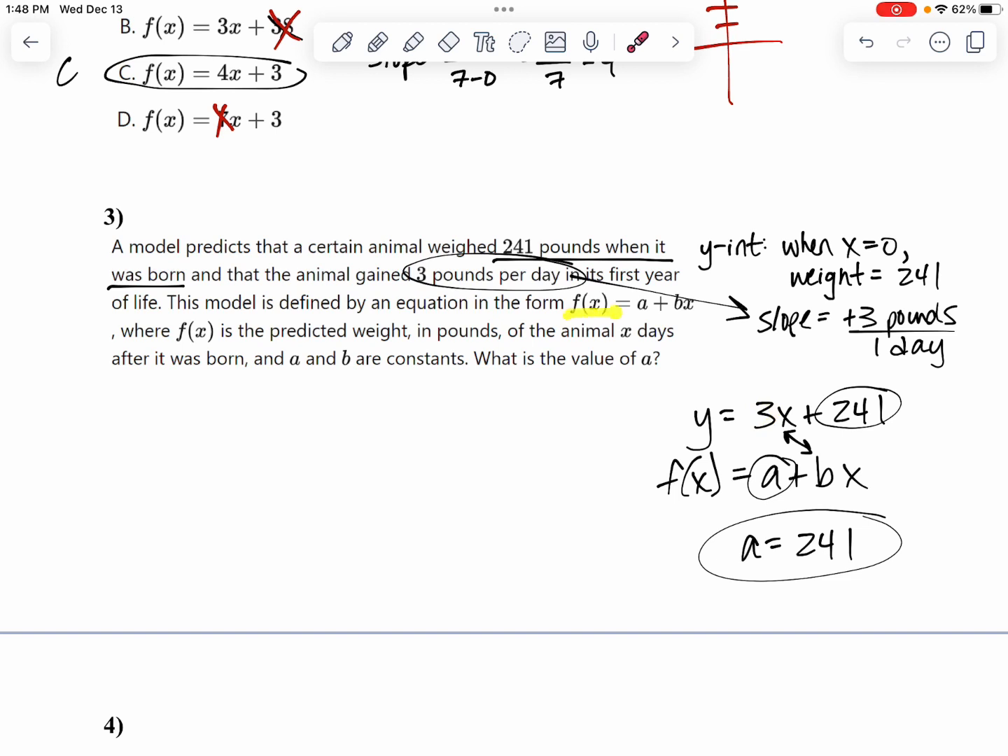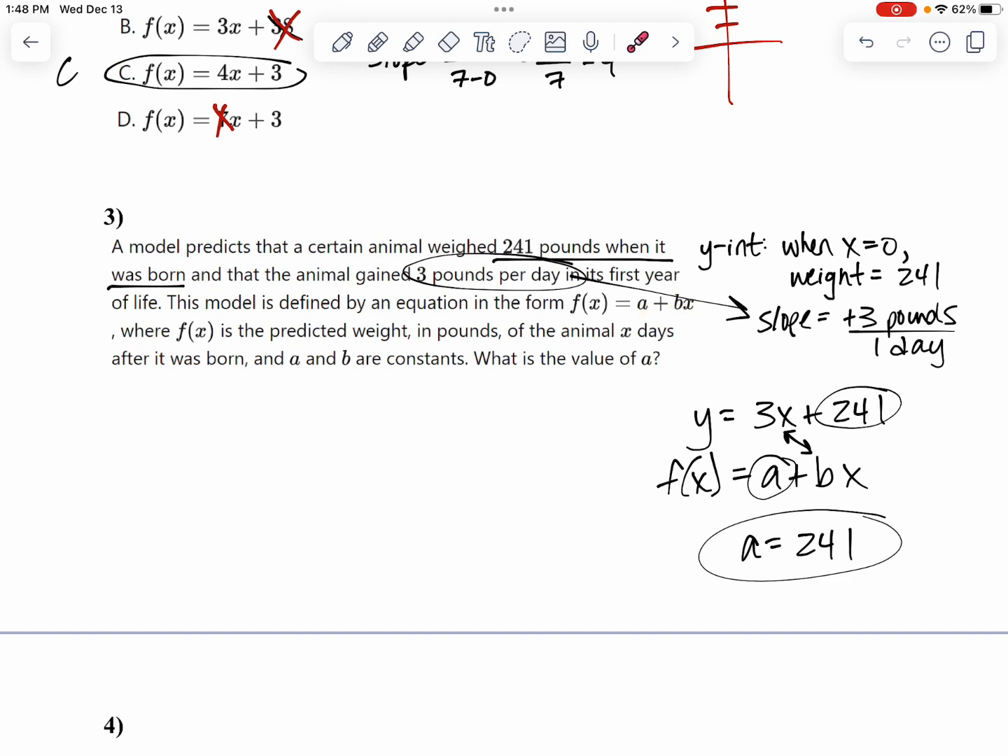Okay, and they're telling me that f of x equals a plus bx. So just beware that they kind of reversed it. It can be y equals mx plus b, or it can be b plus mx. In this case, they're changing the letters on us. They're using a and b. That's okay. The b is the slope. The a is the y-intercept.